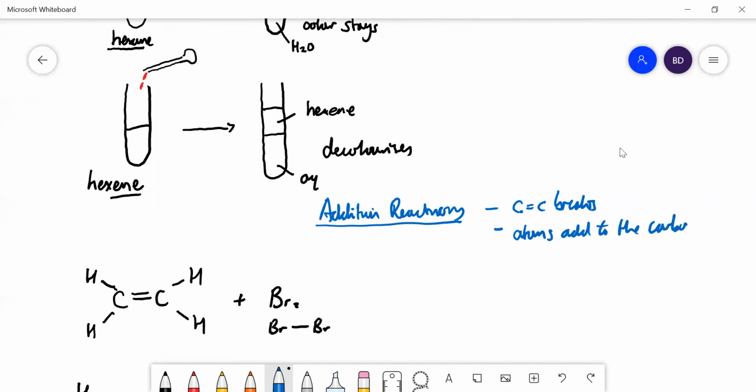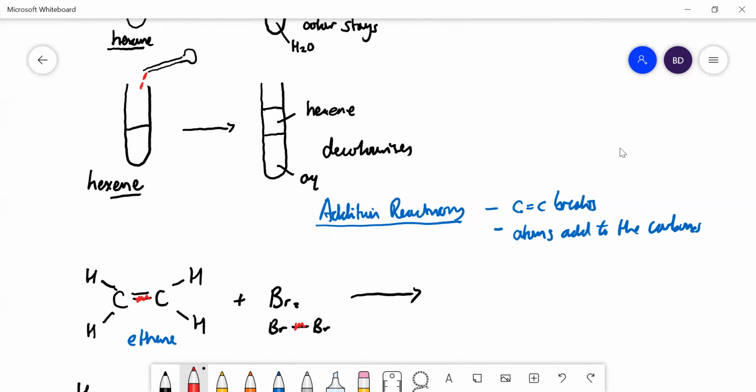Right, I'll illustrate what I mean by that here. So here we've got ethene, and you shake that up with a bit of bromine water. What happens is, now there's two bonds that are going to break: the double bond, the single bond remains intact, and the bond between the two bromines.